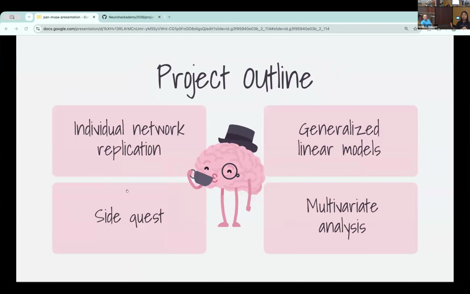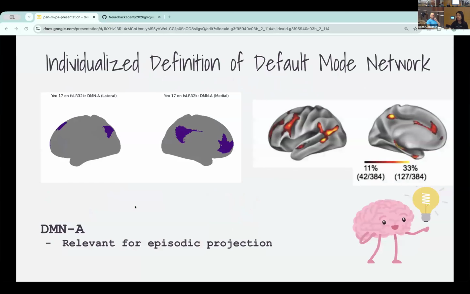So just a quick outline, what we did this past week was individual network replication, a little mini side quest that you'll hear about, and then we also conducted some GLMs and multivariate analysis. I'll first talk about the individualized network definition.